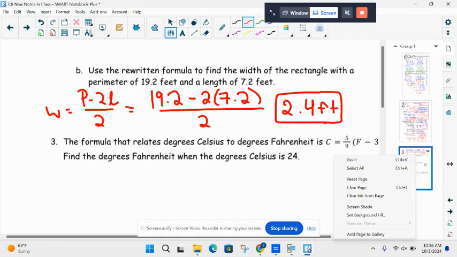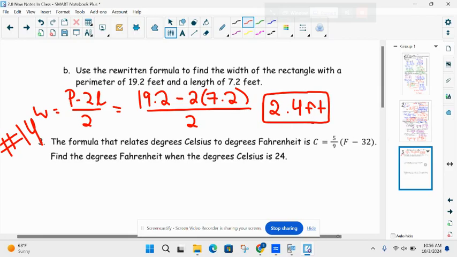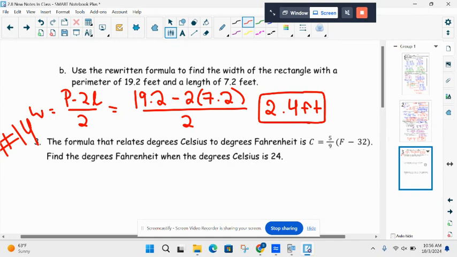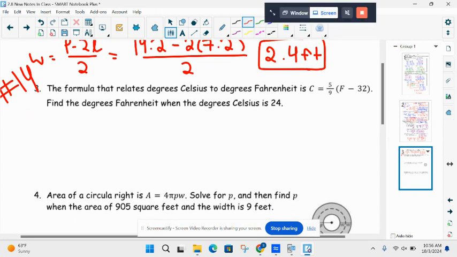All right, number 3 is related to number 14 on your homework, which is why I told you to not do it yet, because we would be going over it today in class. It's not the same exact question, but it will help you. So it says the formula that relates the degrees Celsius to Fahrenheit is this. We've learned about that before. Find the degrees Fahrenheit when the Celsius is 24. So I don't want you to plug in 24 yet. We are going to put your calculators down. We're going to rearrange the formula for F first, because that's what it says to do in the homework.